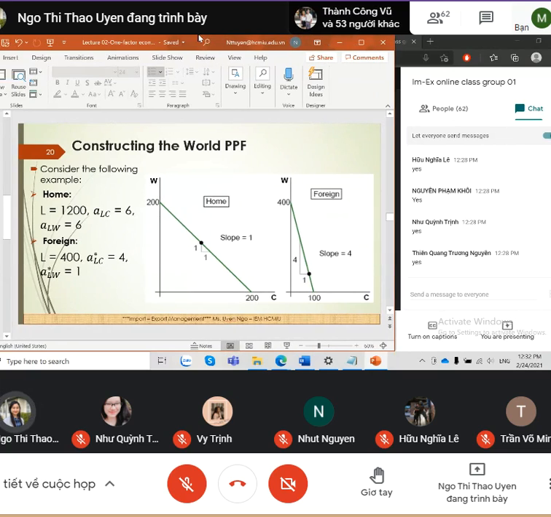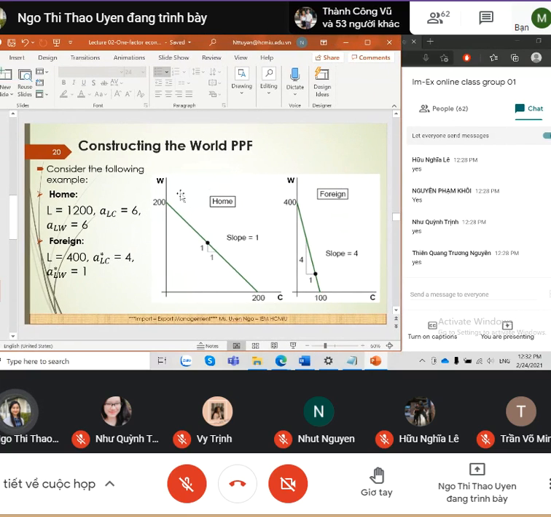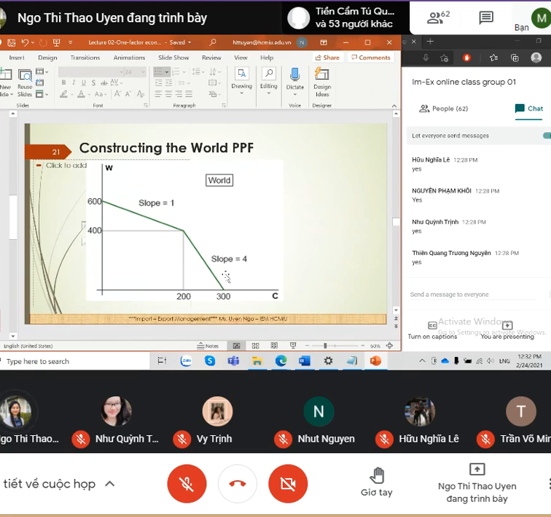Previously, we constructed the production possibility frontier of one country, but now we can construct it for both countries, home and foreign, using the numbers of labor supply and unit labor requirement of each good, and then combine them into one curve of the world production possibilities frontier, showing the maximum amount of products that the world can produce.